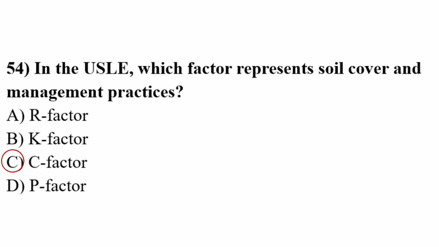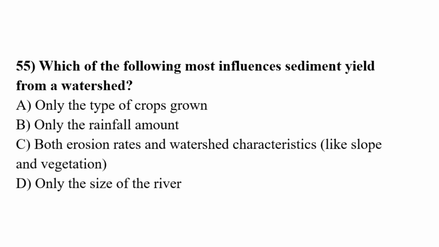Answer: C. C factor. 55. Which of the following most influences sediment yield from a watershed? A. Only the type of crops grown. B. Only the rainfall amount. C. Both erosion rates and watershed characteristics, like slope and vegetation. D. Only the size of the river.